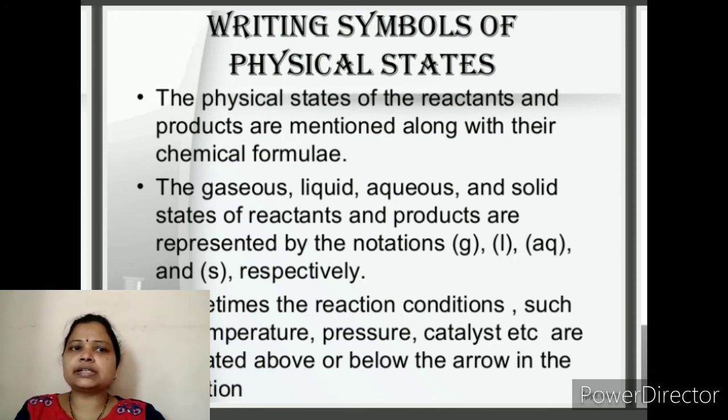The gaseous, liquid, aqueous, solid states of the reactant and products. These are represented by the notations, that is gas G, liquid L, aqueous AQ and solid S respectively. And sometimes the reaction conditions such as temperature, pressure, catalyst, these are indicated above or below the arrow in the equation.